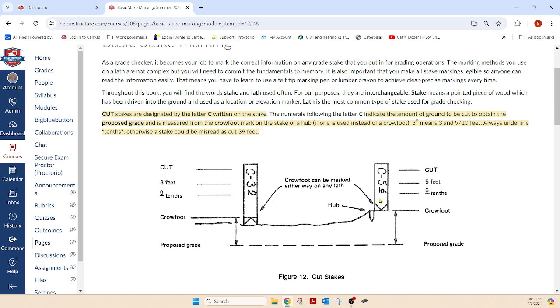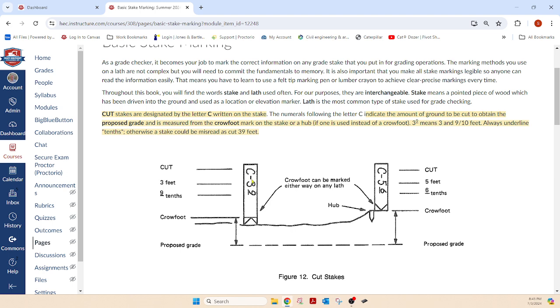Can you tell me? Probably you can, because we're closer to the proposed grade over here. Over here we're 5 and 6/10 above where we want to be. Over here we're 3 and 9/10. So how do we know that? By the way, we'll get to that. We will get to that.